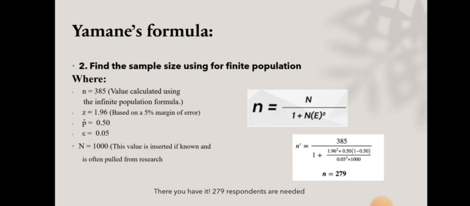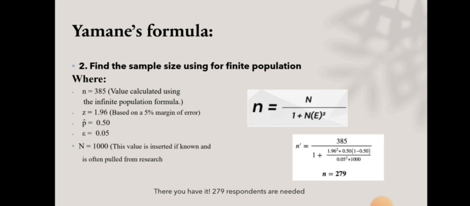Let us see Yamane's formula to determine the sample size for a finite or known population. If the population is known, we can use Yamane's formula. As you have seen on the right side, small n is equal to capital N over 1 plus capital N times E square. Small n is the 385 calculated previously using the infinite population formula. Z is 1.96 based on 5% margin of error and 95% confidence interval. P is 0.5, and E is 0.05.